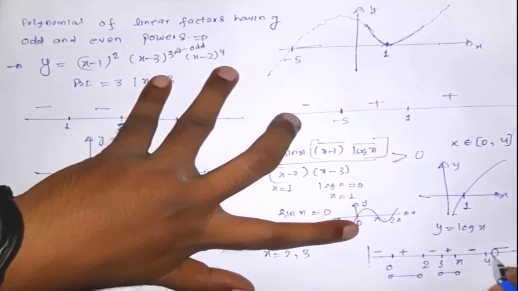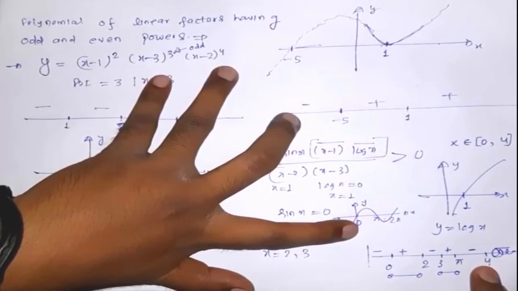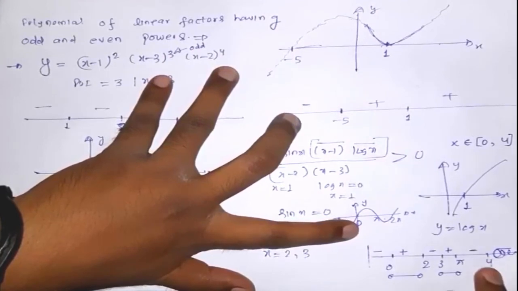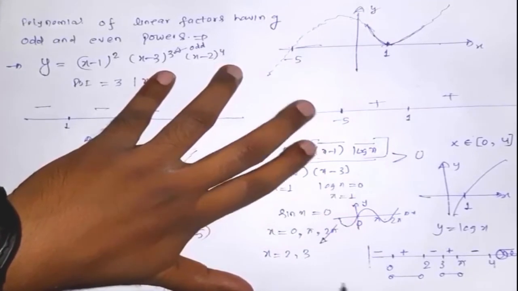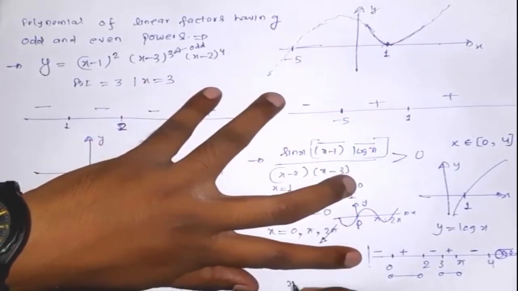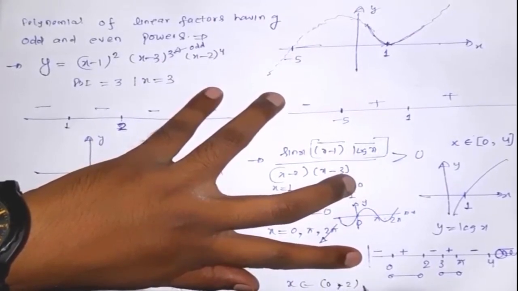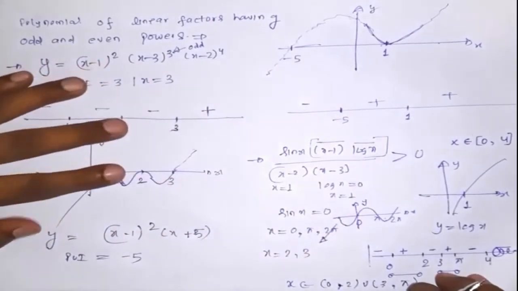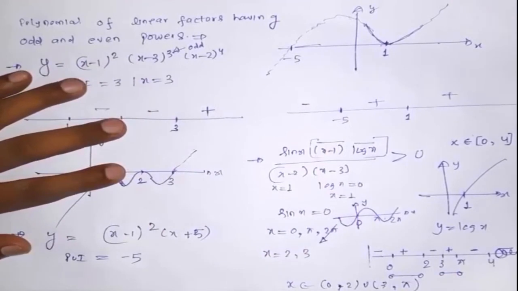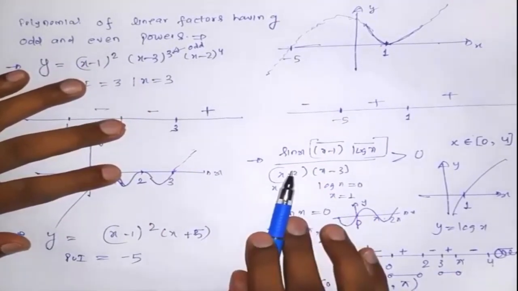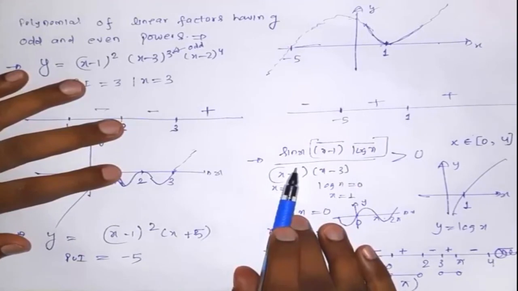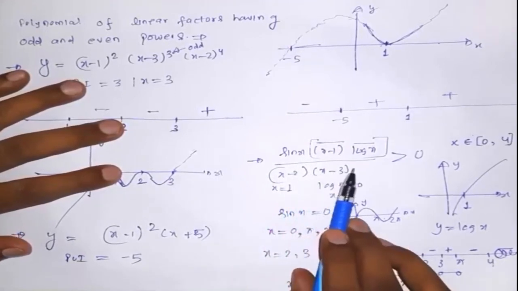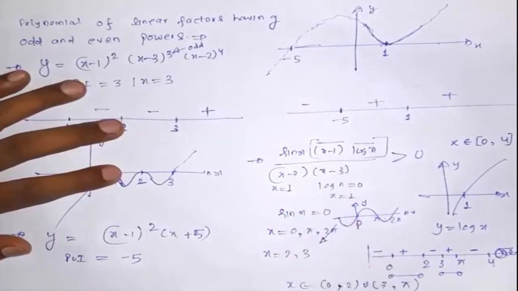We have to find the values of x for which this function is positive. So this will be the portion. This will also be negative, but we are not going beyond x greater than 4. We are talking about x less than 4. So the values of x for which the function is positive is x belongs to 0 to 2 union 3 to pi.